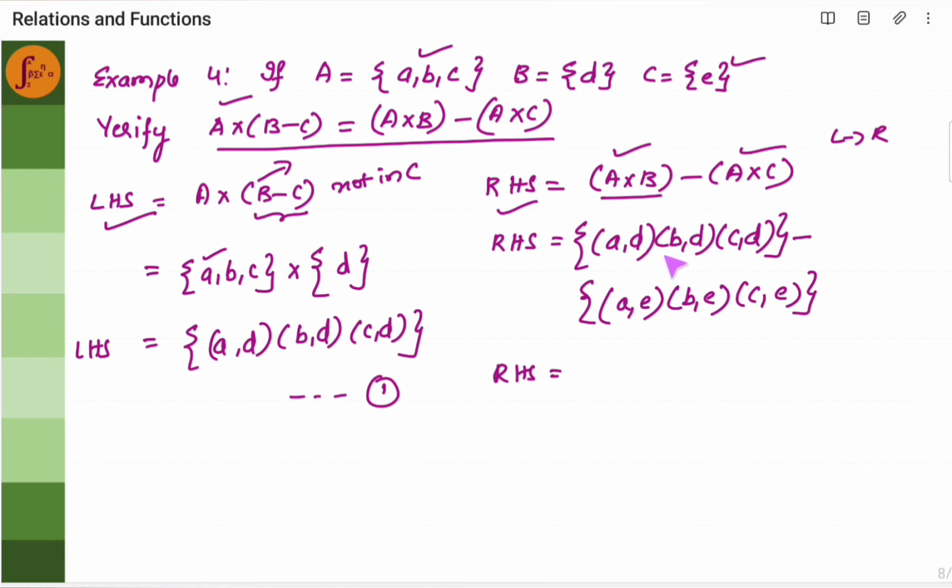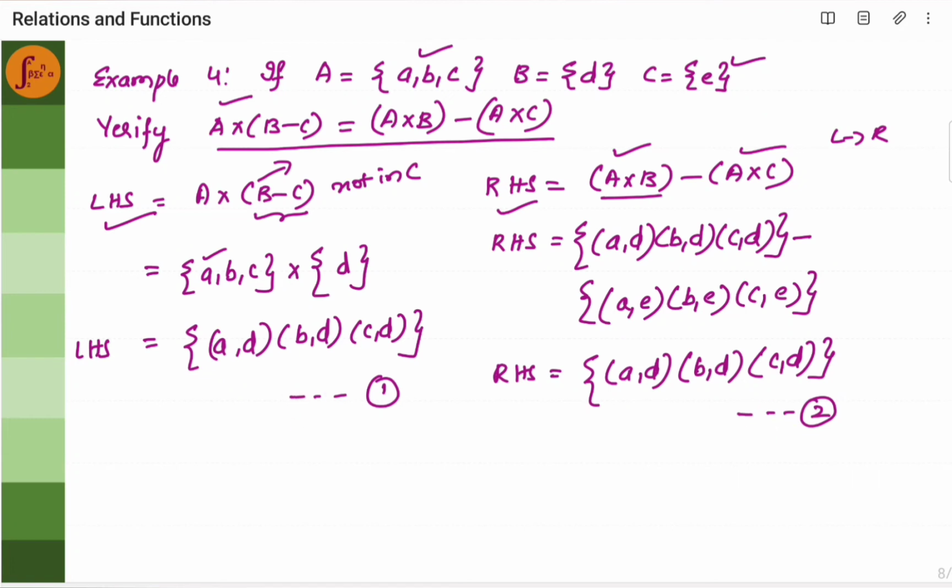Now AD, is it there? No. Let's put AD. BD, is it here? No. So let's put BD. CD, is it here? No. CD, that's it. So this is RHS. Now let's call this as equation 2 or expression 2.